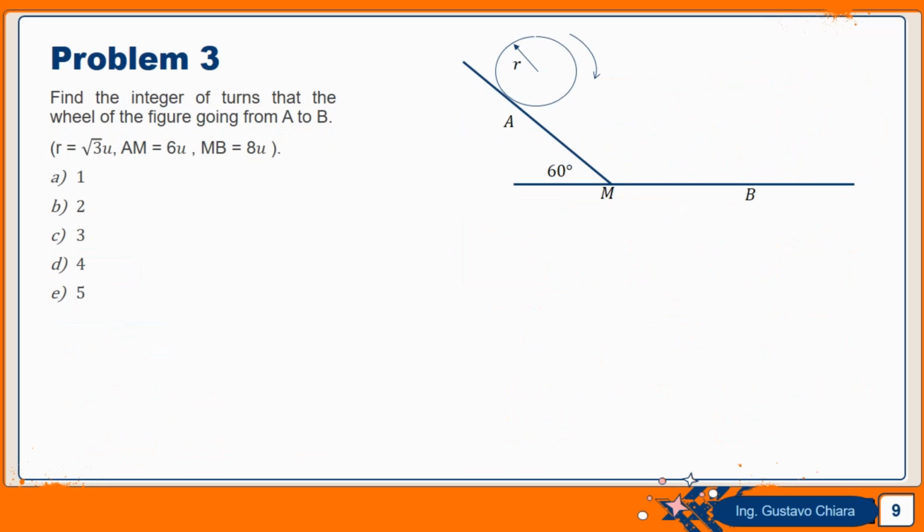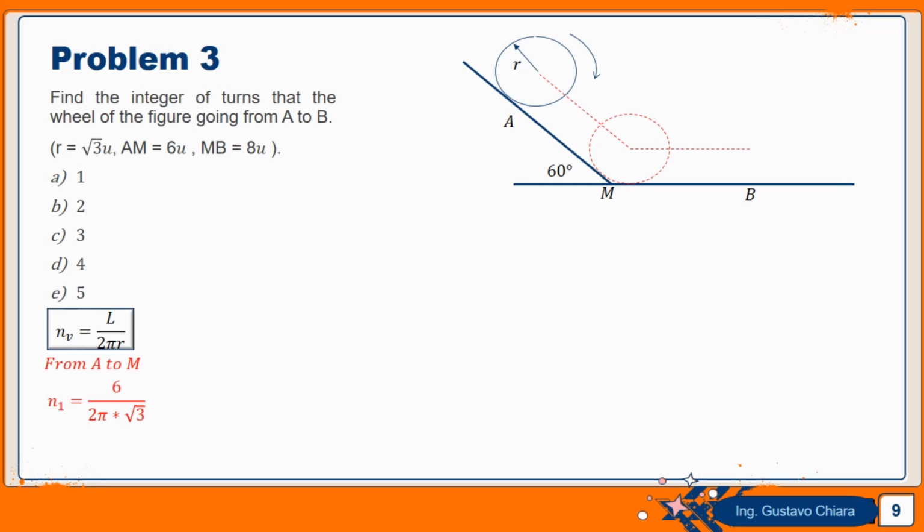Problem number 3. Find the integer of turns that the well of the figure makes going from A to B. So as you know, we need to draw. So the well moves from A to B, and we need to draw in order to get which formula we need to use. So in that case, we know that the distance from A to M and the distance from M to B are 6 and 8, and the radius is equal to 3.